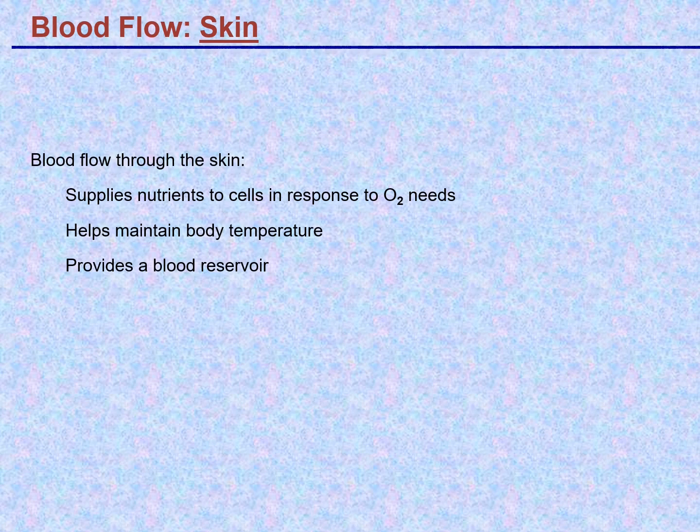Okay, in the skin, the response is a little different in terms of blood flow through the skin. The blood typically supplies nutrients to the cells just like everywhere else, and will fulfill the oxygen requirements. But blood flow in the skin is also very important in helping maintain body temperature. These kinds of things are what's happening pretty much everywhere in the body. But in addition, the skin, which is the body's largest organ, is very important in maintaining body temperature.